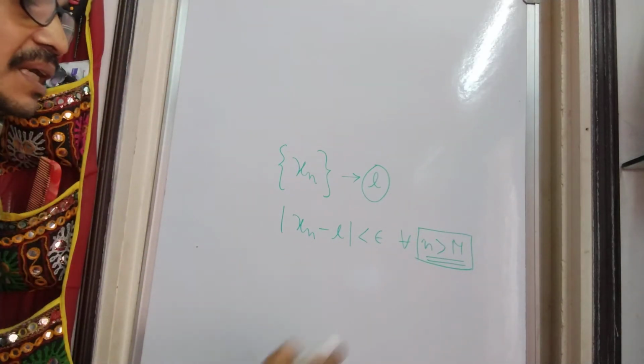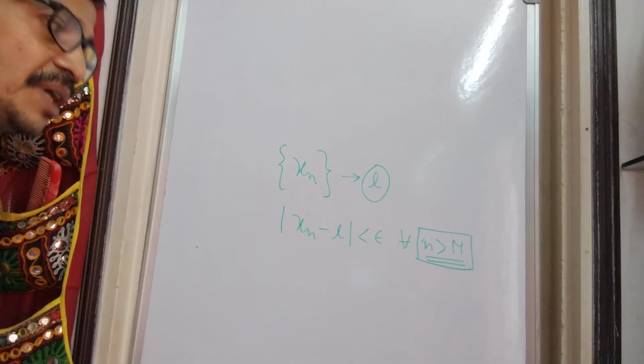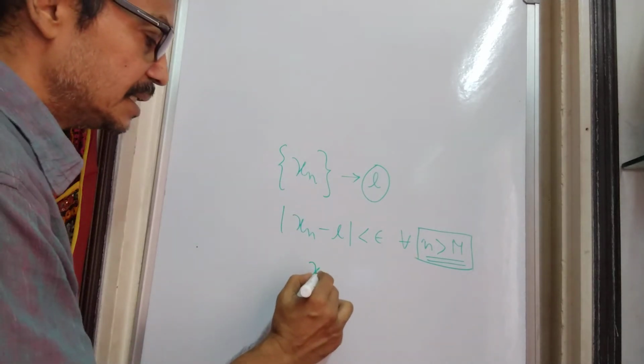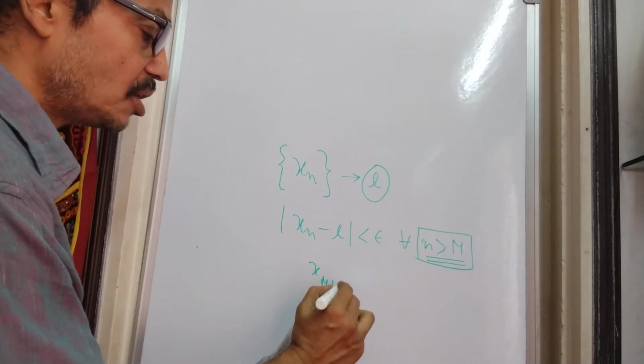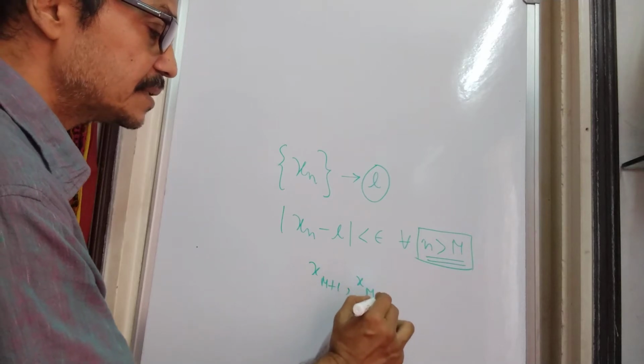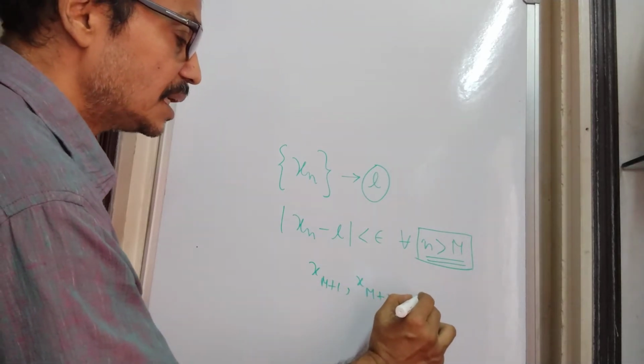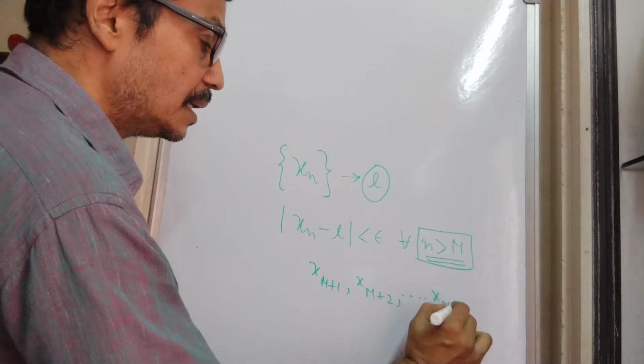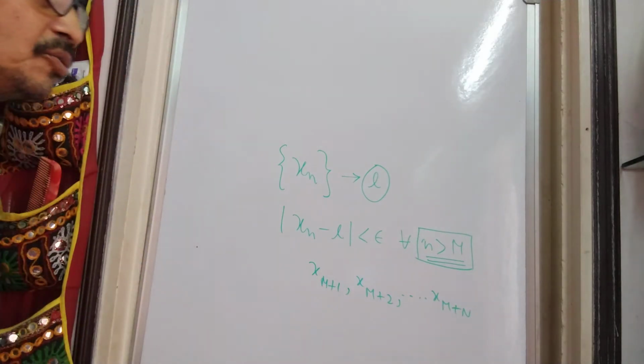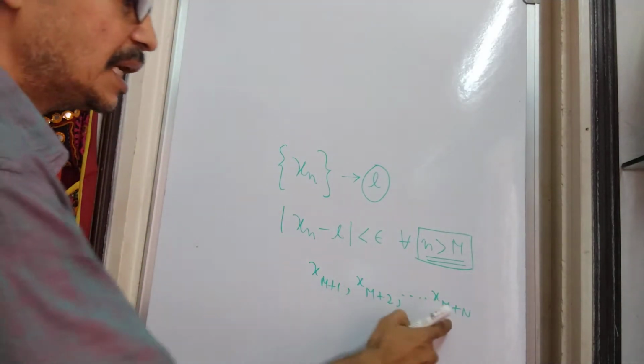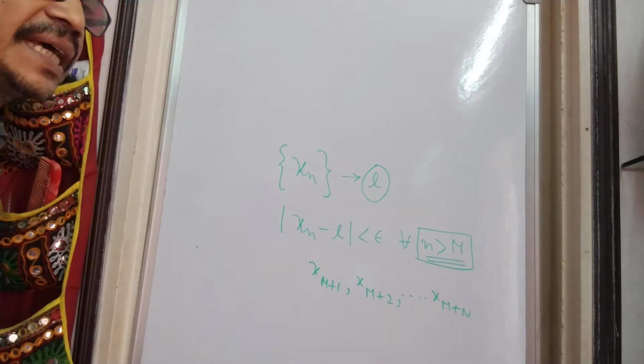That means this sequence of real numbers becomes very close to this limiting value after a fairly large number capital M, and whenever we pick up these members of the sequence, they become arbitrarily close to this L.